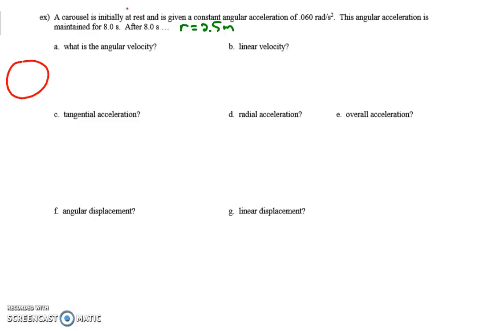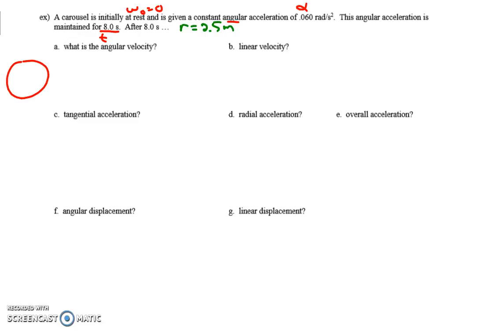Initially at rest, so omega naught is 0. All right, constant angular acceleration. The angular is important, so that's alpha. This angular acceleration is maintained, of course, for time t. And then an important piece of information that you might want to write in that I forgot to is that the radius of the carousel is 2.5 meters.